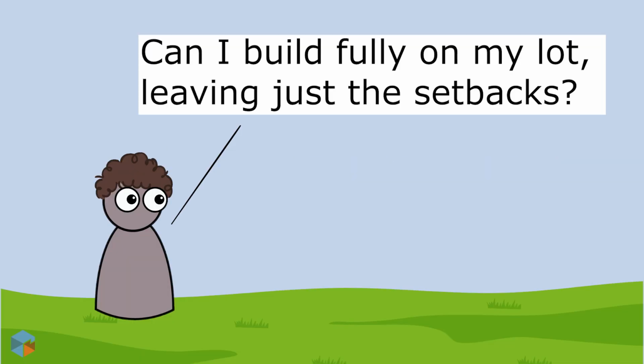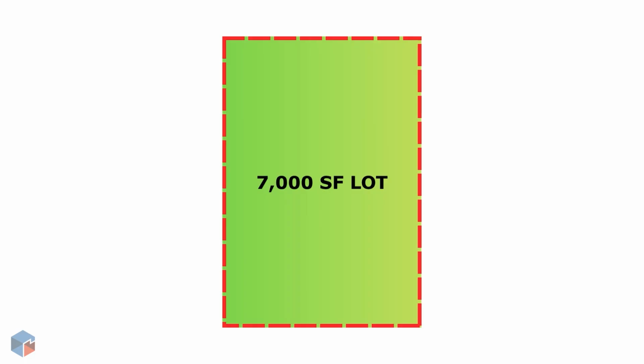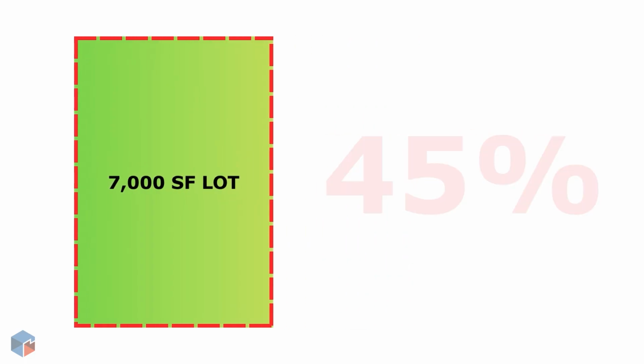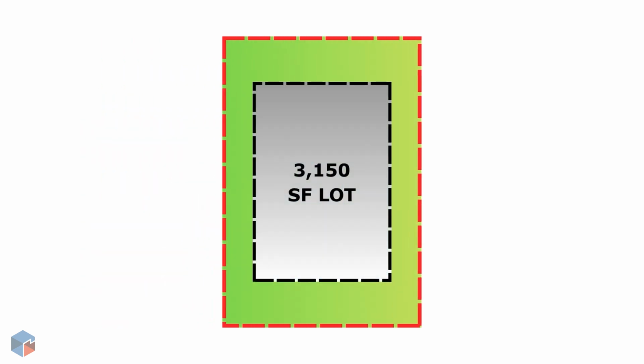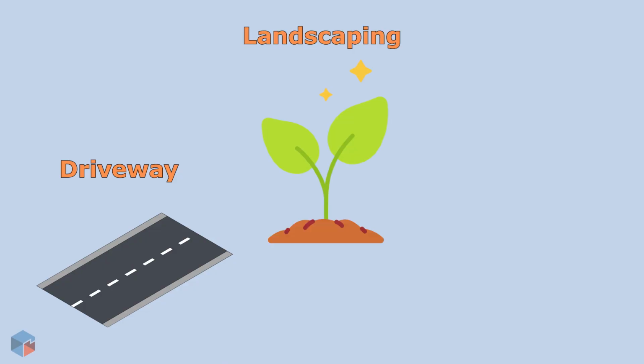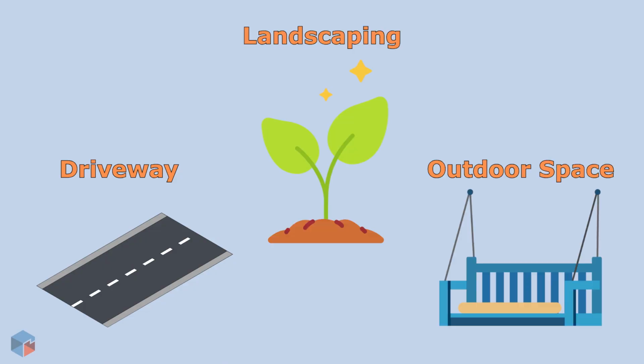Let's start with lot coverage. This refers to how much of your land you're allowed to build on. For example, if your lot is 7,000 square feet and your city allows 45% lot coverage, your building's footprint can't be more than 3,150 square feet. The rest of the land has to stay open for driveways, landscaping, or outdoor spaces. It's a key number to check when you're planning your building layout.